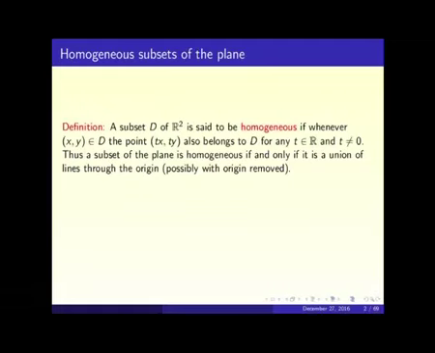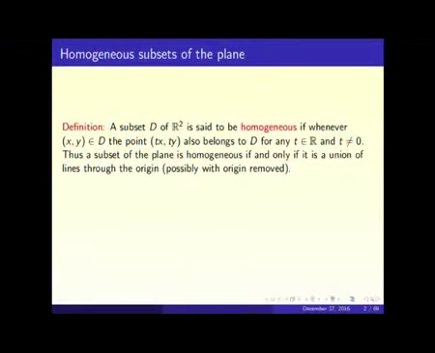So you see that the scaling factor could either be positive or it could be negative. So as t varies over the real numbers, what happens to the set of points (tx, ty)? It's a line. So a homogeneous domain is a union of lines except possibly for the origin. The origin may be removed because remember in the definition we are requiring that (x, y) belongs to D implies (tx, ty) belongs to D for t not equal to 0. So this is the algebraic definition of a homogeneous domain.